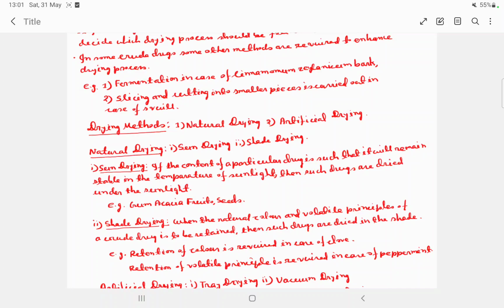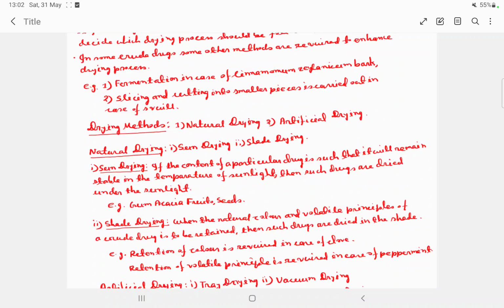Natural drying can be sun drying and shade drying. Sun drying: if the content of a particular drug is such that it will remain stable in the temperature of sunlight, then such drugs are dried under the sunlight. Examples are gum, acacia, fruits and seeds.